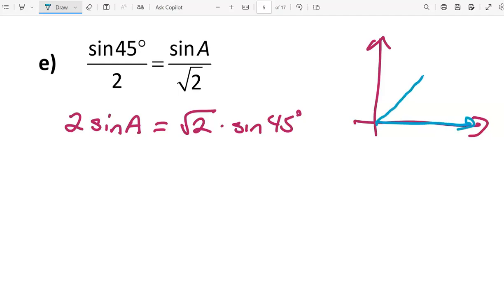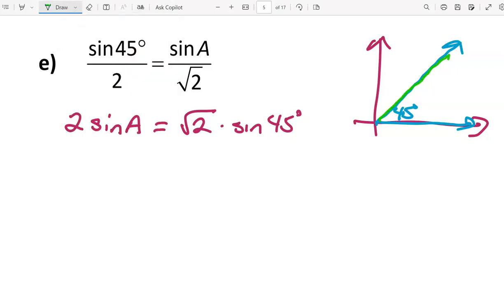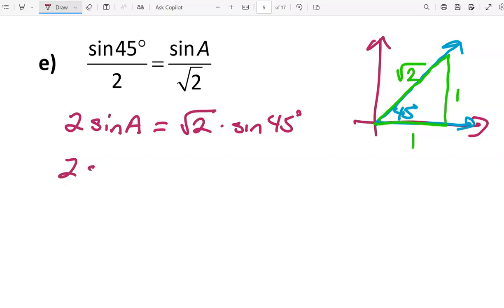That'll terminate in quadrant 1. Drawing the reference triangle, it'll have sides of 1, 1, and the square root of 2. So now when I bring my equation down to the next line, 2 times the sine of angle A is equal to the square root of 2 times the sine of 45 degrees.